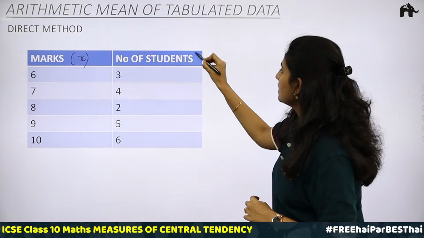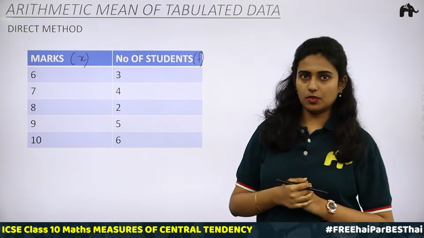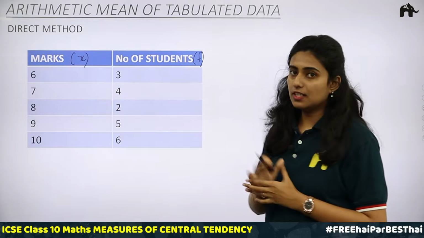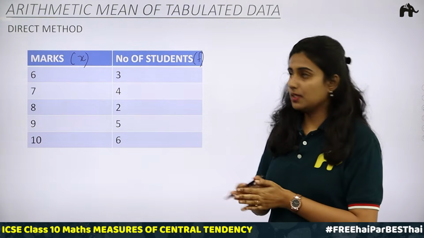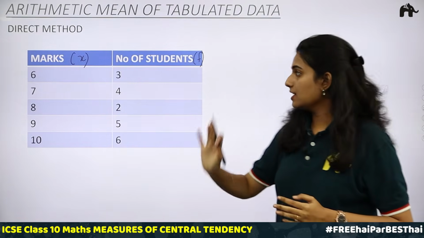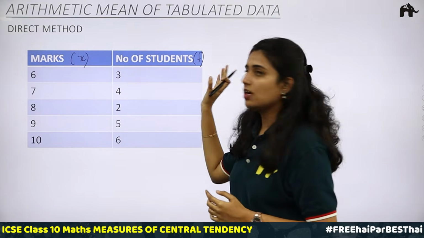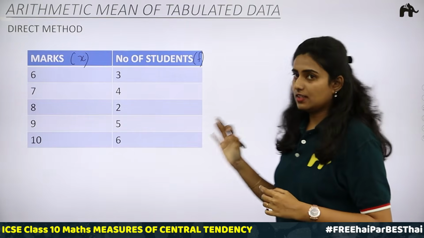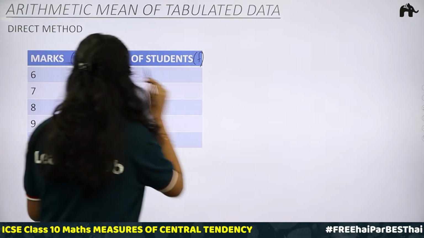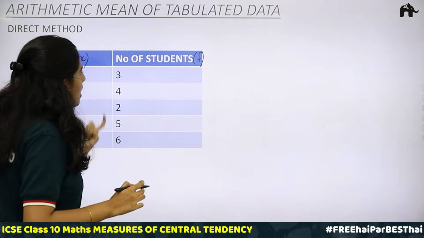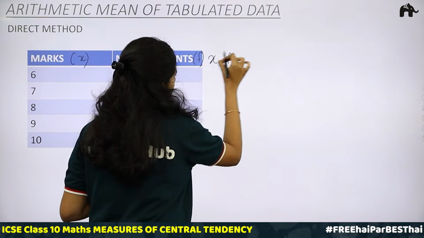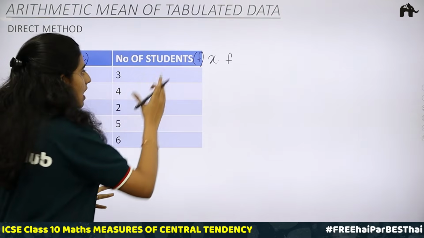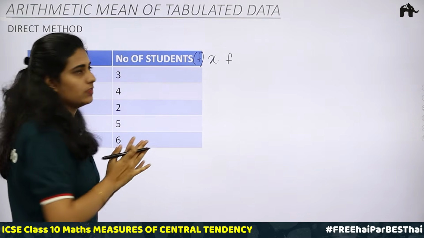And the number of students is the frequency f. Next, you need a third part or the third column. So, you have to first construct the frequency table. You will be having marks or x in the first column. In the second column, you will be having frequency. And in the third column, you will be having the product of marks and number of students, that is x into f. In the third column, you will have to find the product of these two, x into f.